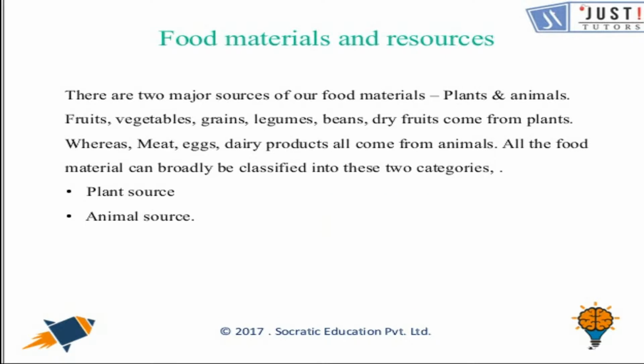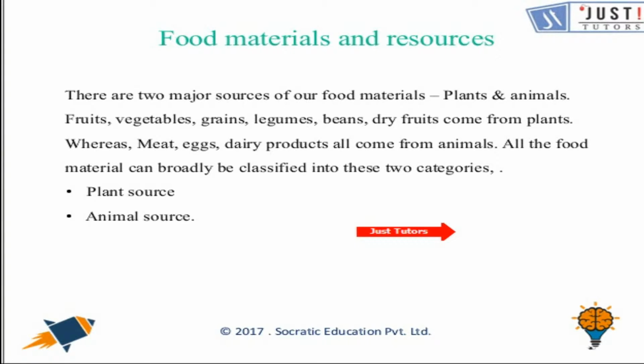So let's move forward to the next slide and learn about two major sources of our food, which are plants and animals. In simple terms, all the food which we eat is derived from plants or from animals. From plants we get different products like vegetables, fruits, nuts, and beans, and from animals we can think of dairy products, eggs, and meats. So we can broadly classify food into two categories. The first one is plant source and the second one is animal source.